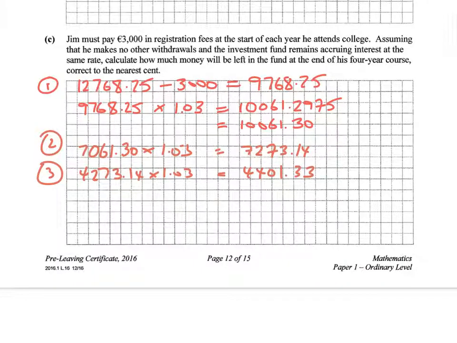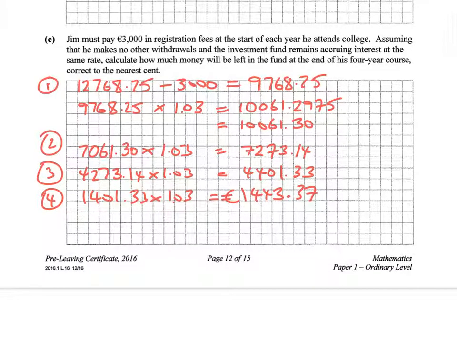And then again at the beginning of the fourth year we take another 3,000 away from that bank account, and that sits there at 3%, and we end up with 1,443 and 37 cent.